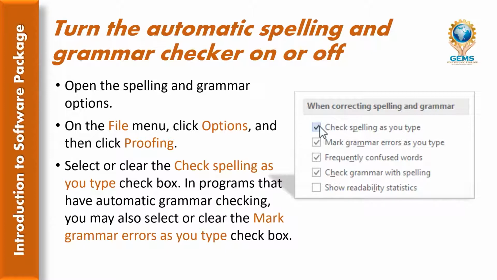In programs that have automatic grammar checking, you may also select or clear the mark grammar error as you type checkbox. So when correcting spelling and grammar, in the dialog box you have to check or uncheck. There are different options: check spelling as you type, mark grammar error as you type, frequently confused words, check grammar with spelling, show readability statistics. You can select what you want.